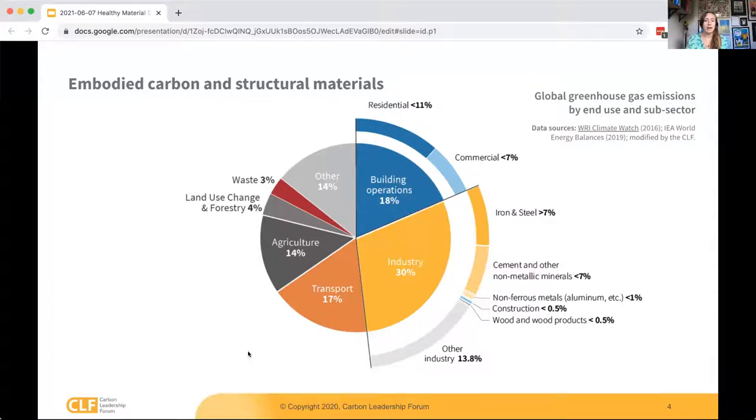So when we look at global end-use emissions, you can see industry is the largest sector. So iron and steel and cement alone are responsible for 15% of global end-use greenhouse gas emissions, which is larger than the entire agricultural sector in terms of emissions, and over twice the contribution of all of the commercial building energy use in the world. So obviously this is a huge area where we need to focus policy and other efforts in order for us to meet our climate goals.